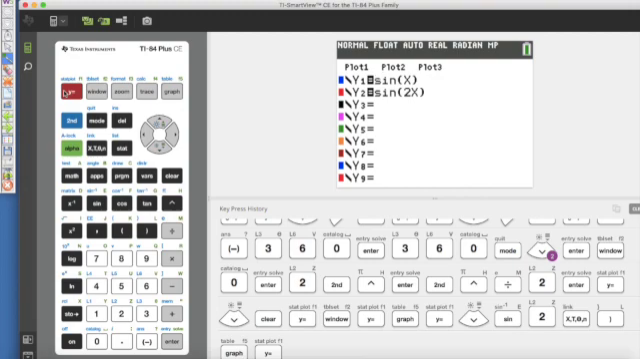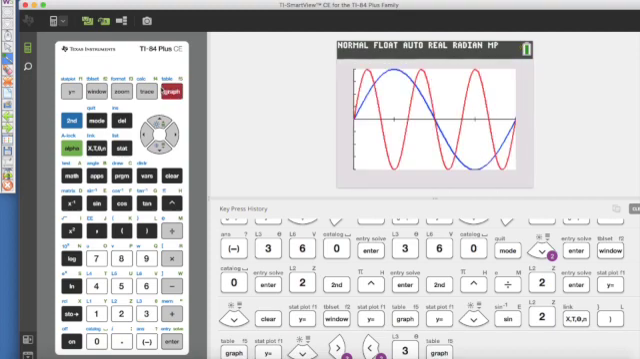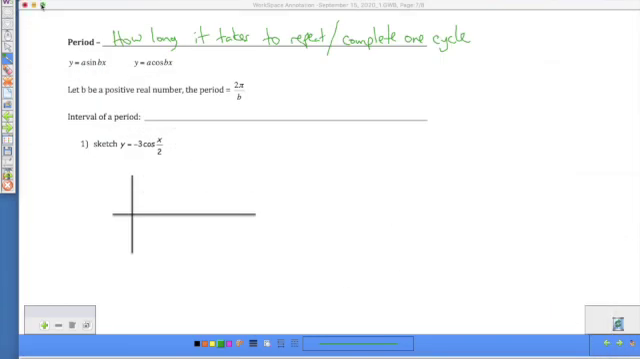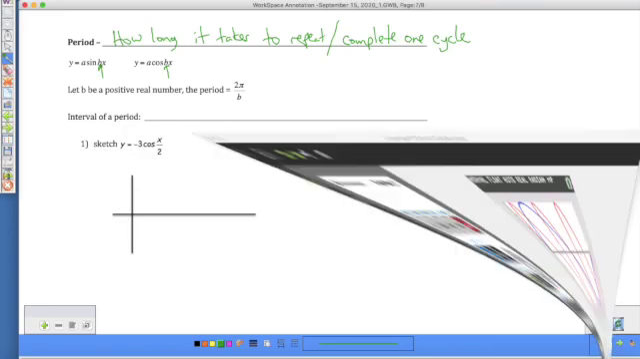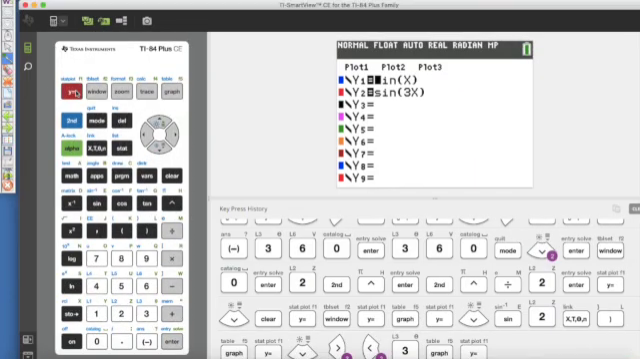What if I throw a 3 in there? And I graph it. Now I have 3 full periods between 0 and 2 pi. So what this means is the number in front, which they put a b here, affects the period. That tells us how many actual periods we'll have between 0 and 2 pi. As long as b is a positive real number, the period you get for an equation is 2 pi divided by b.